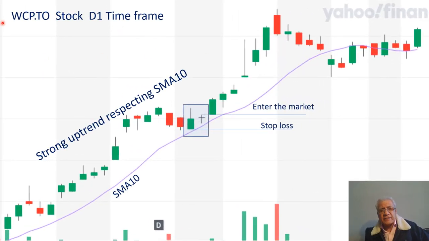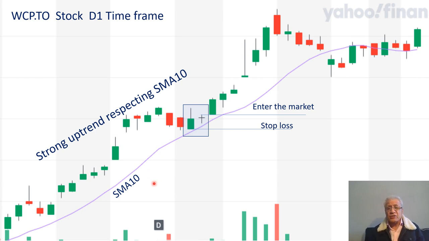This is Yahoo Finance WCP stock, D1 time frame. We trade the inside bar when the market breaks or comes out of the consolidation. So if it is in consolidation, we don't do anything about the inside bar. But when the price comes out of the consolidation, then we trade the inside bar. Then you can enter the market when you see an inside bar.